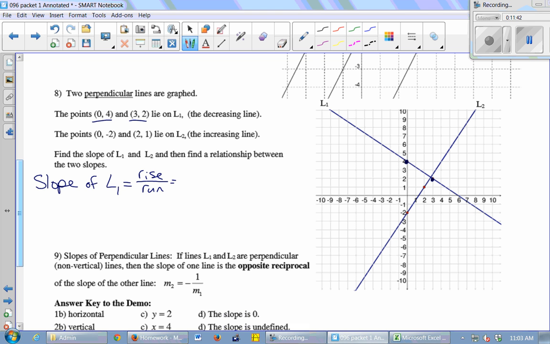Which means, what's the vertical change between these two points? Yeah, 4 minus what? 2. Yeah, subtract the y coordinates. And then 0 minus 3, subtract the x coordinates. So you end up with 2/3. There's the slope of line 1. Oh, yes, -3. Thank you.